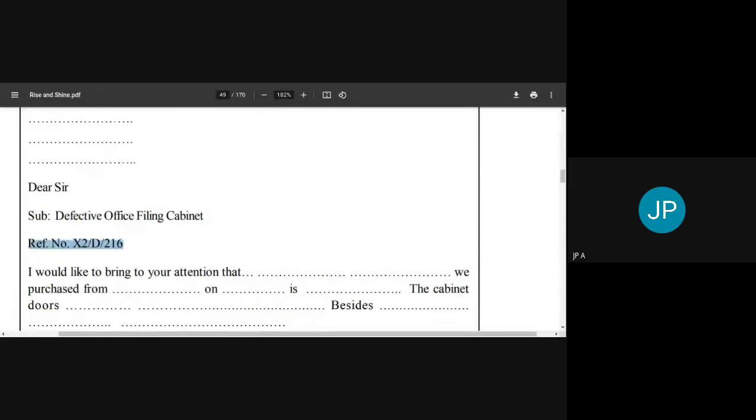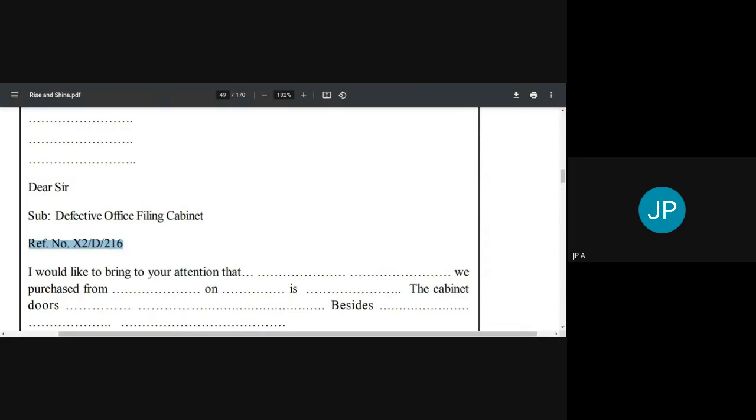A reference line talks about the previous correspondence. It relates to something which has happened before. This is in continuation with the purchase.